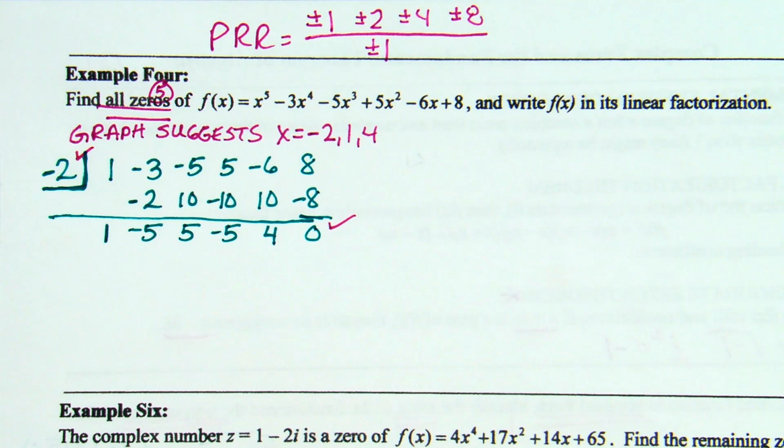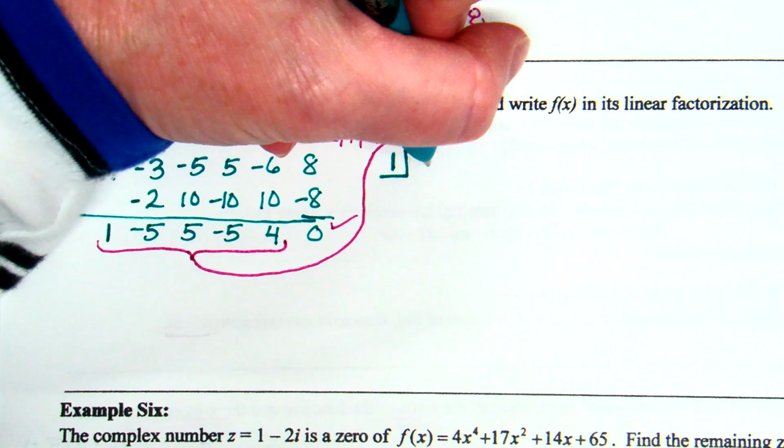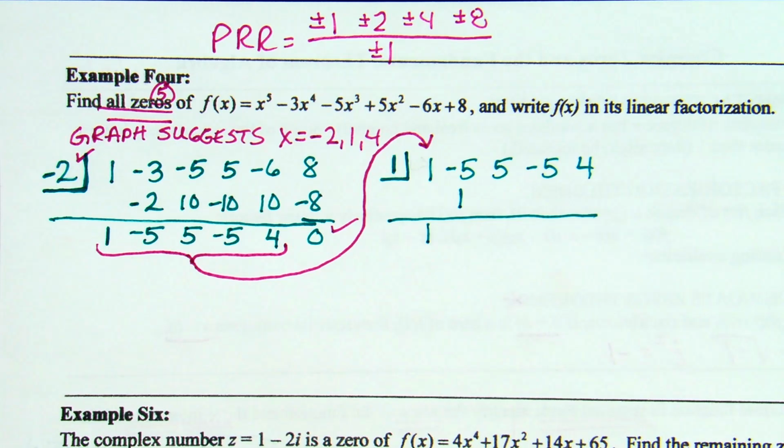Again, drop the 1. 1 times 1, 1. -5 plus 1, -4. 1 times -4, -4. 5 plus negative 4, 1. 1 times 1, 1. Negative 5 plus 1, negative 4. 1 times negative 4, negative 4. And 4 plus negative 4? 0. Woohoo!